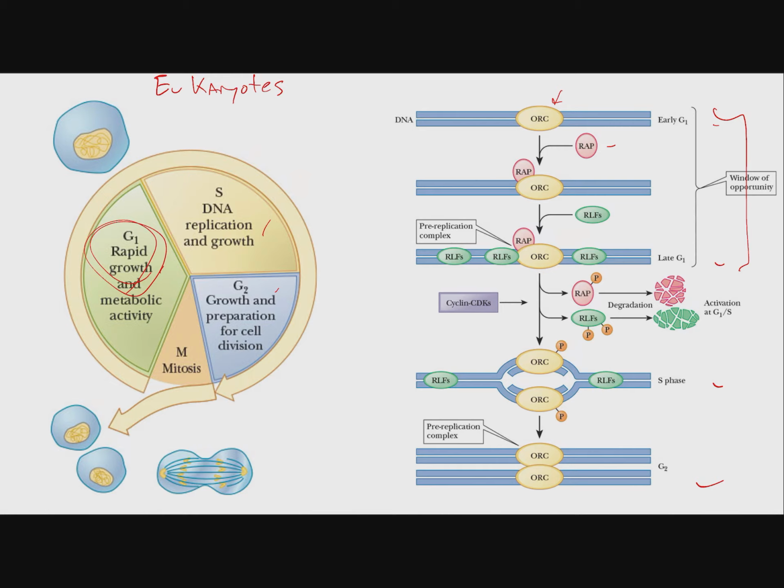Some of these are cytosolic, meaning that they float around in the cytosol. Others are found in the nucleus. So all of these together form step one of this, the pre-replication complex. So the pre-replication complex: DNA, ORC, RAP, RLFs.